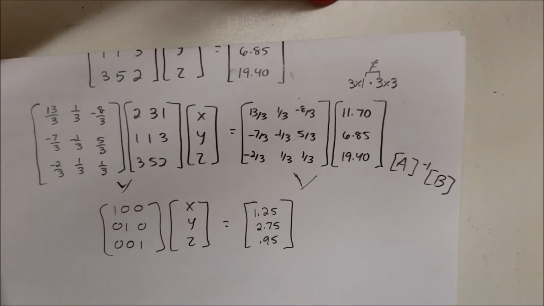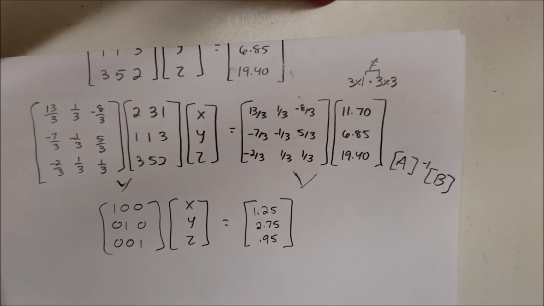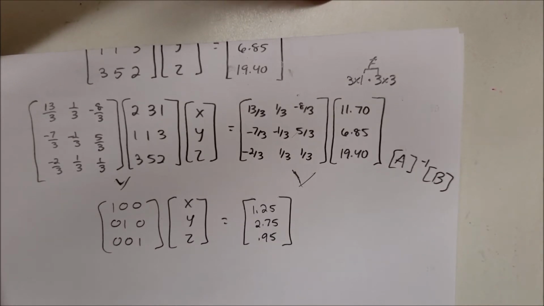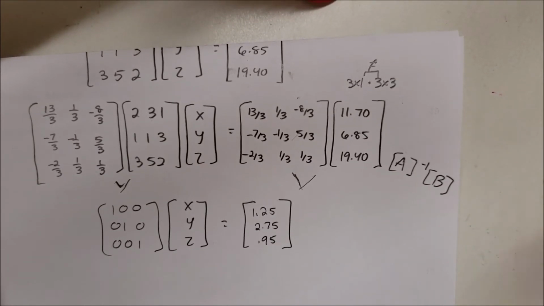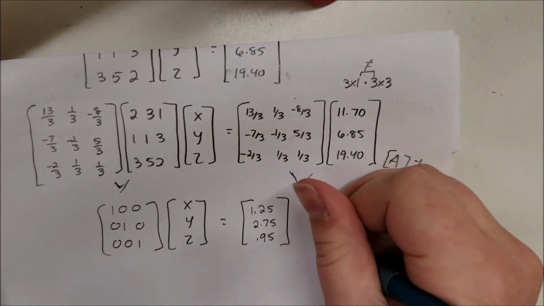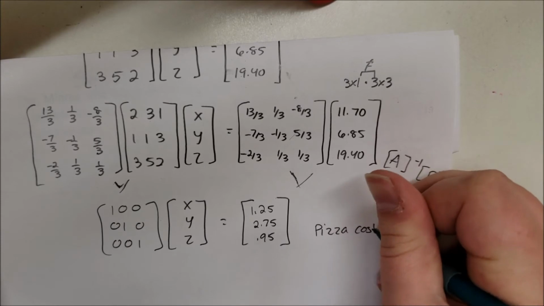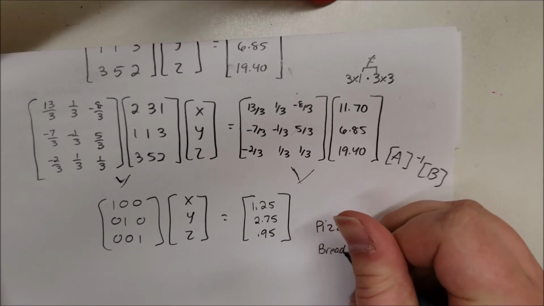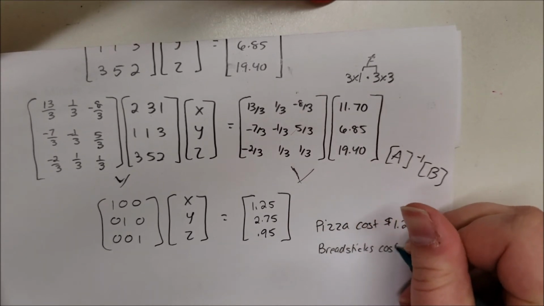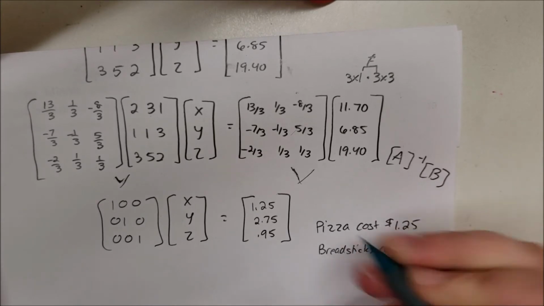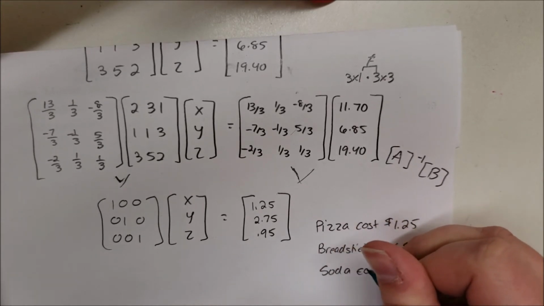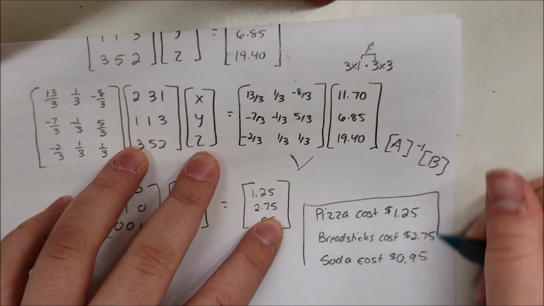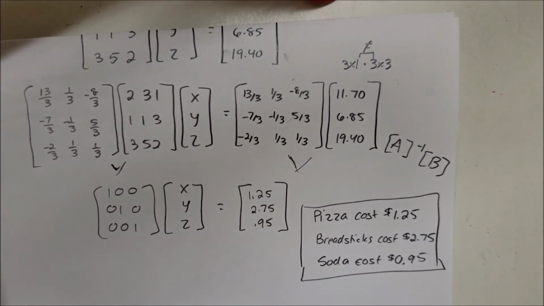But I know I don't want to leave my answer like that. I also don't want to leave my answer as a coordinate point, because this is a story problem, so we have to think about the context of the problem. We have to answer that big question that we got asked way back at the top of this problem. So looking at this, this tells me that the pizza is going to cost $1.25. Your breadsticks are going to cost $2.75. And then soda is going to cost you 95 cents. So this is the piece that we are looking for as an answer.